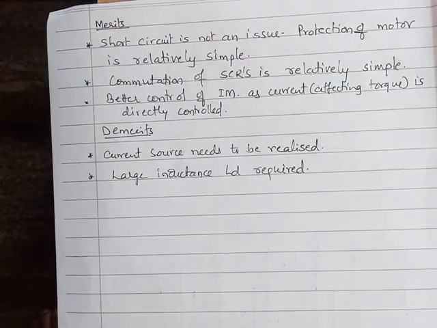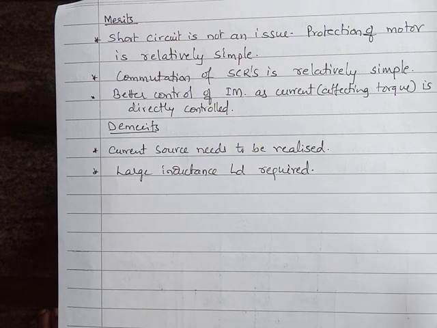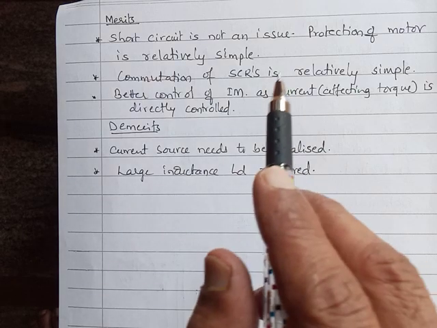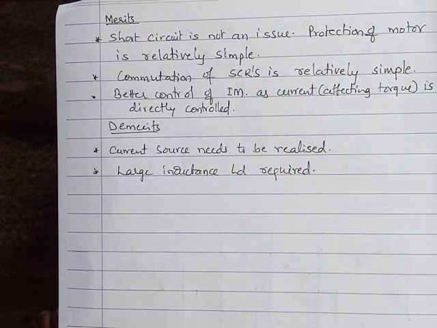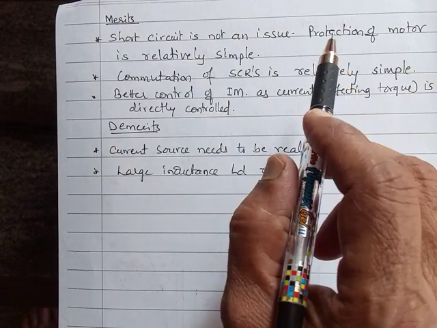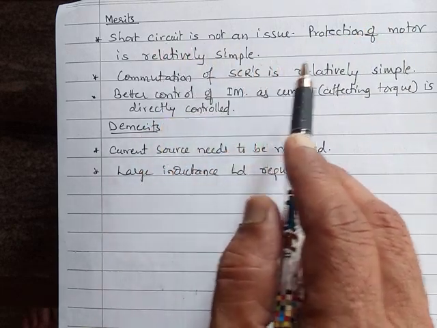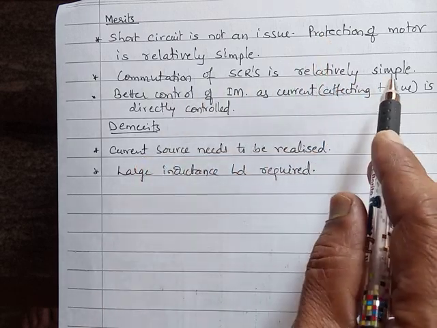So the CSI fed three-phase induction motor drive control has the advantage that short circuit is not any issue here, understandably, because even if we short, the current will remain almost the same, not much of a change. That makes the protection of the motor relatively simple. We need not worry about the short circuit condition as such.